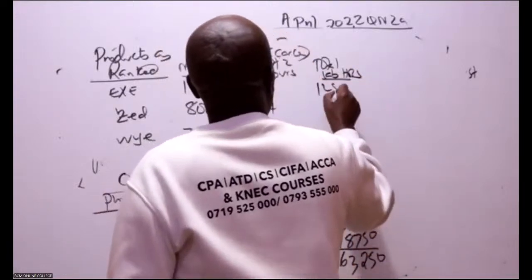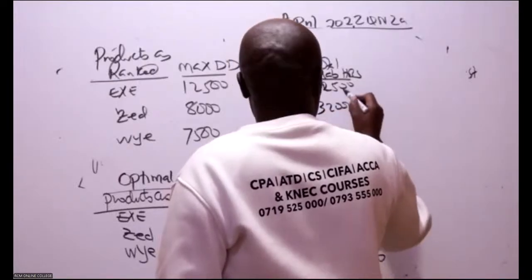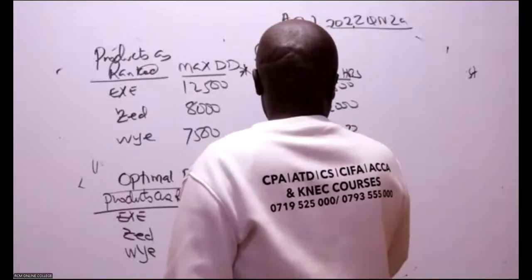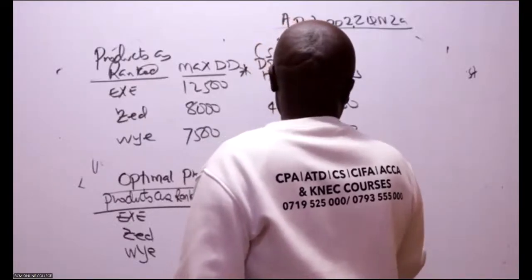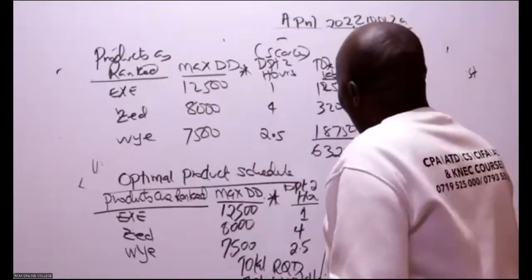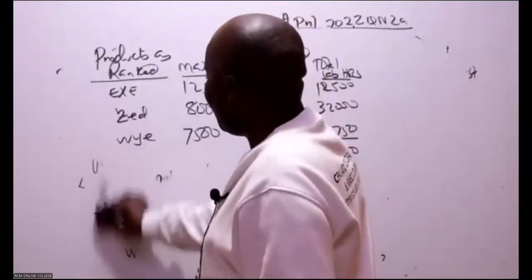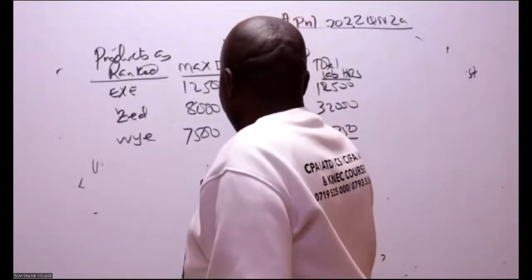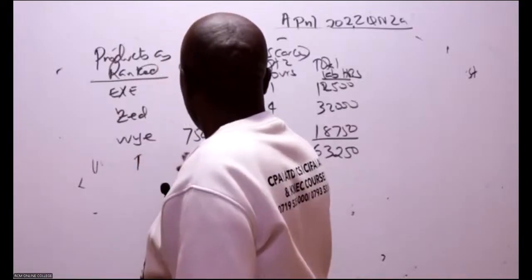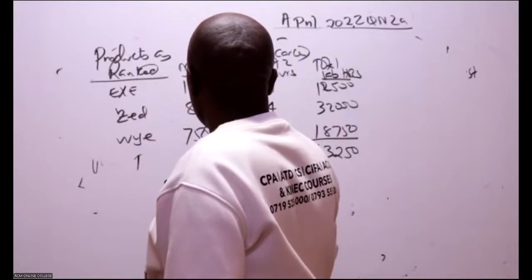So this is 12,500. This is 32,000. This is 18,750, which gives me 63,250 as the total that is required to be able to deliver all the units demanded. So in this case here, resource required.